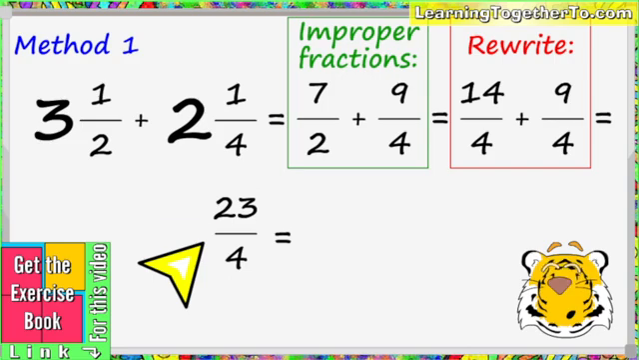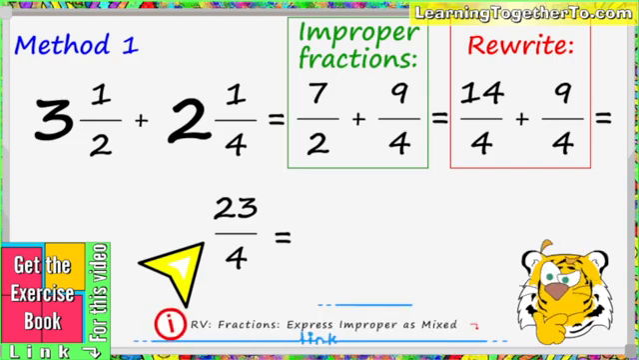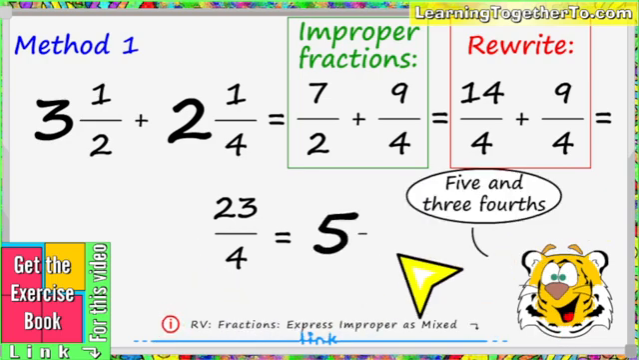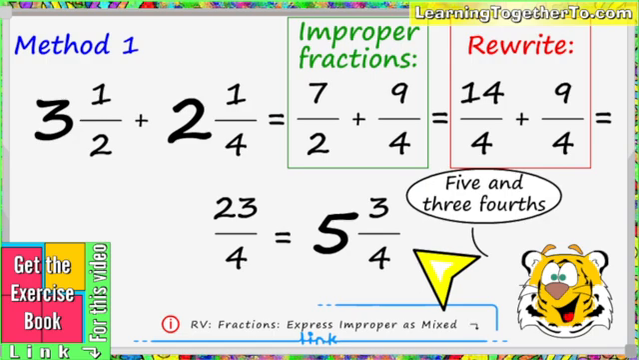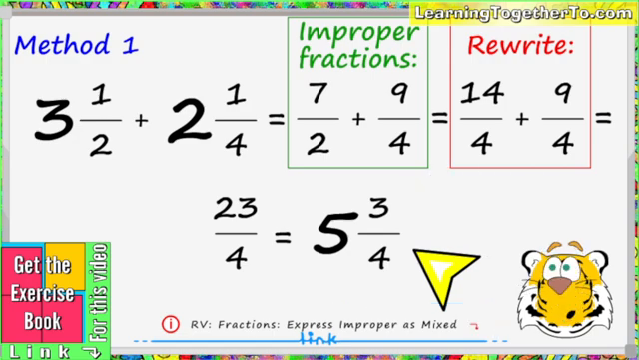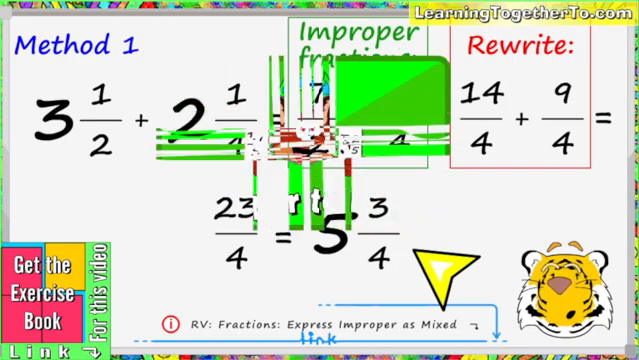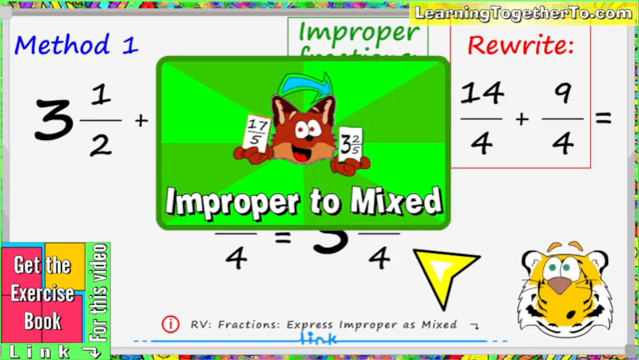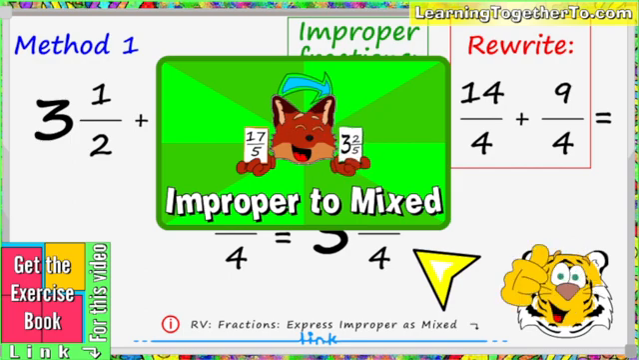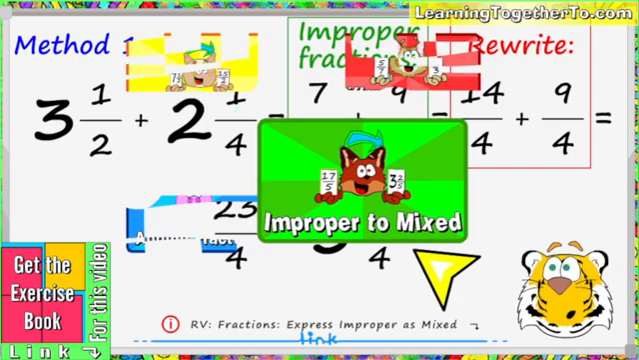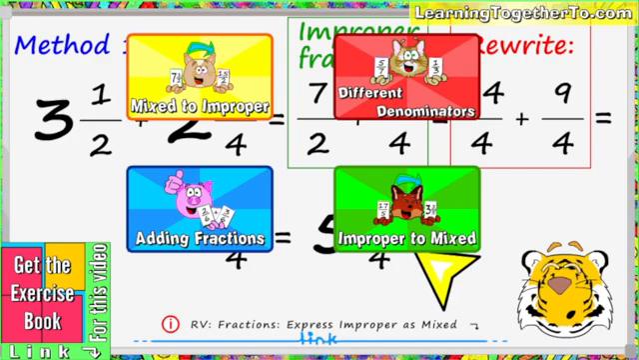23/4 expressed as a mixed number is 5 3/4. Excellent, Tim. In a separate video, our Mojituti friend Freddie helps us as we review how to express improper fractions as mixed fractions. Make sure to check out the video if you're wondering how we did that. Make sure to check out those videos first before reviewing adding mixed fractions. If you're familiar with these procedures, let's go ahead and try solving this problem using the second method.